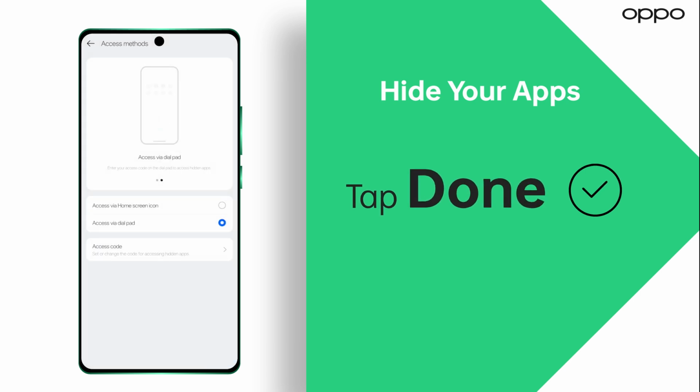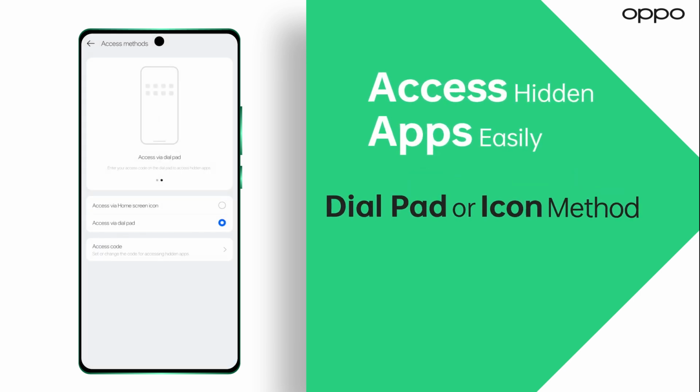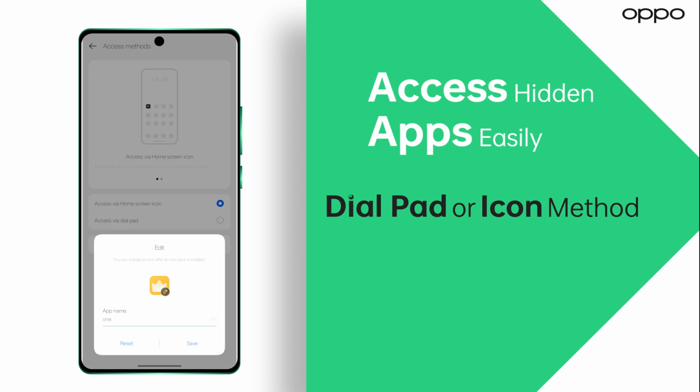Tap Done. You can access hidden apps using an access code on the dial pad or through the Hide Apps icon on your home screen.